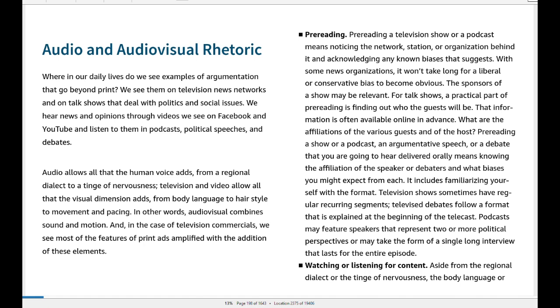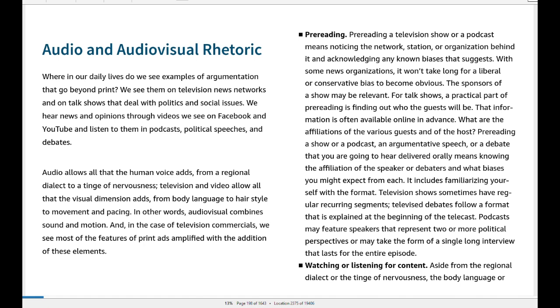Television and video allow all that the visual dimension adds, from body language to hairstyle to movement and pacing. In other words, audio-visual combines sound and motion. And in the case of television commercials, we see most of the features of print ads amplified with the addition of these elements. Pre-reading.